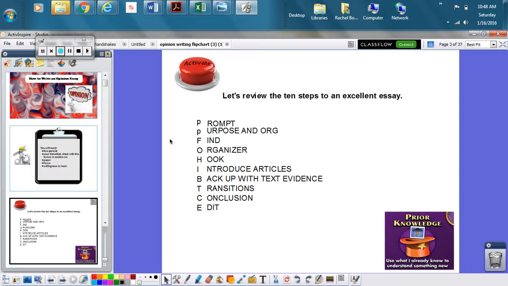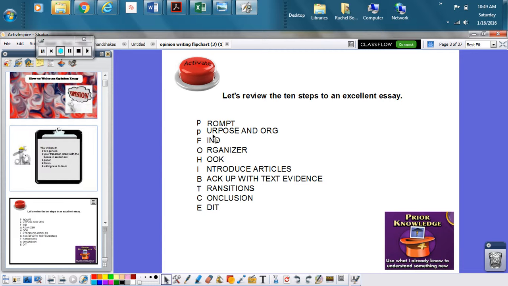Our mnemonic is purple penguins find orange houses in blue tranquil coves everywhere. The first P reminds us that when we are writing, we need to first find the prompt and find what we're being asked to write about. Sometimes the prompt is not at the beginning, sometimes it comes at the end. So we don't want to just read and not know what we're reading for. So find the prompt first.